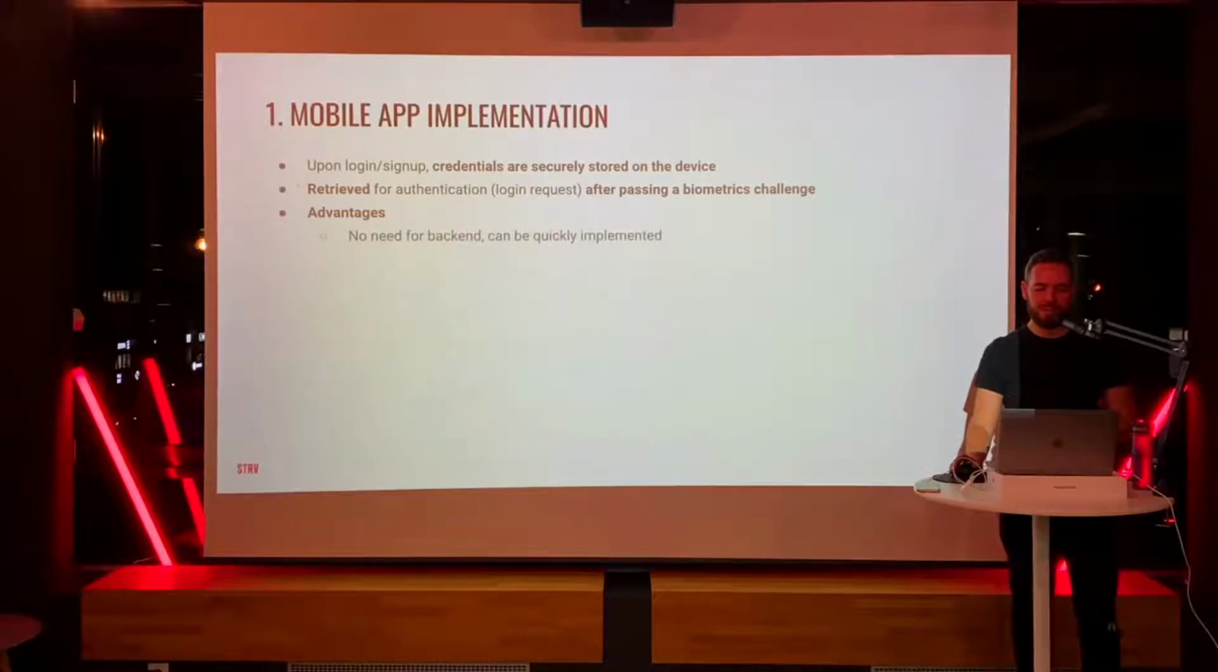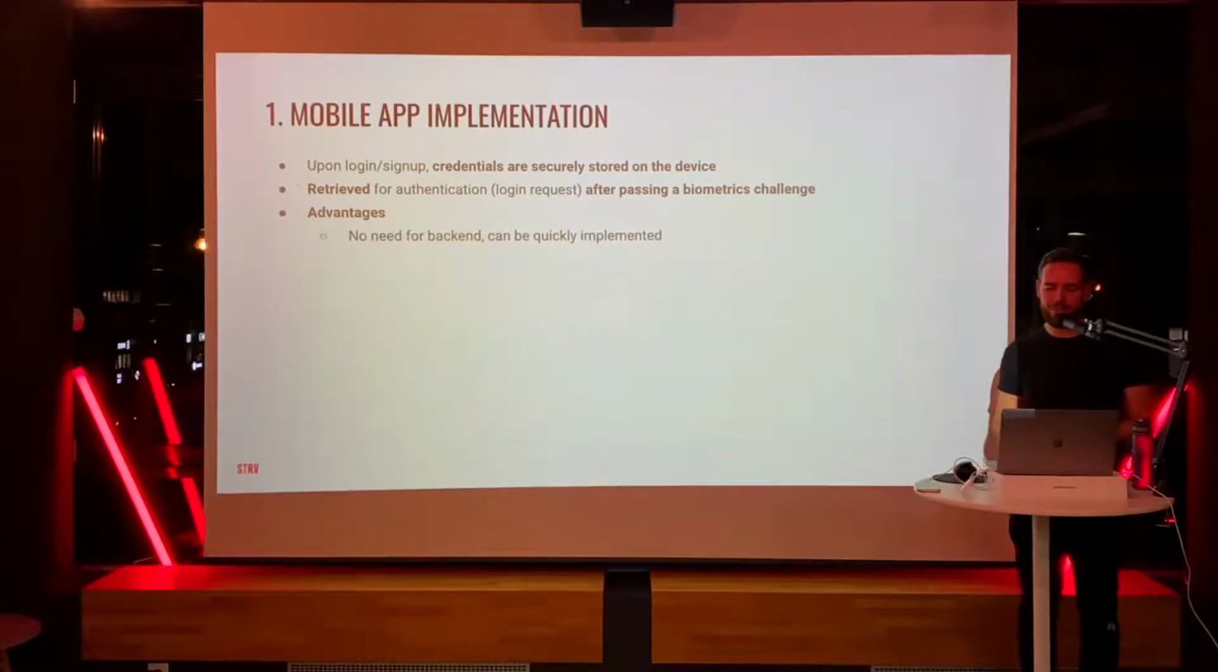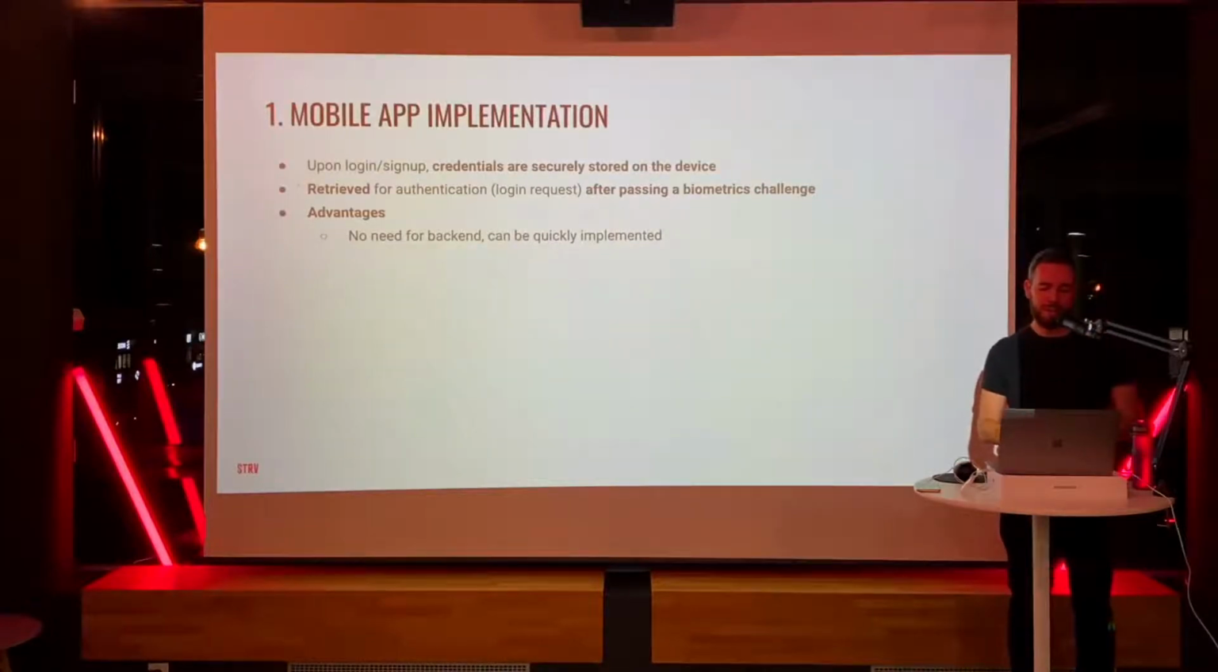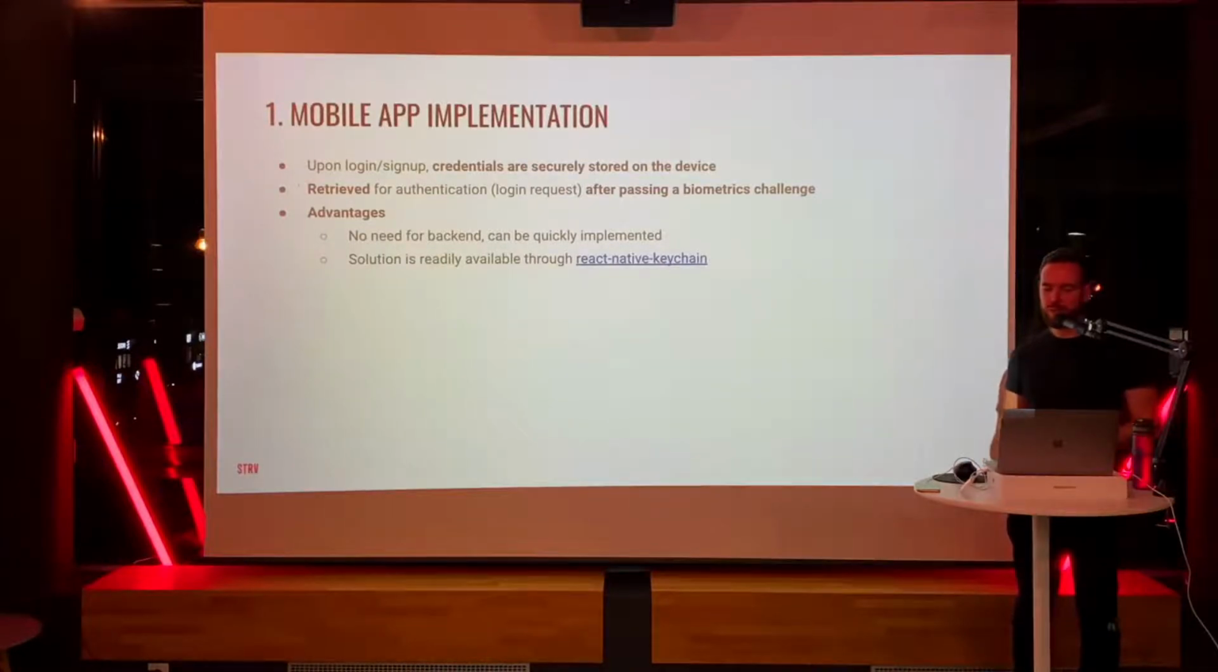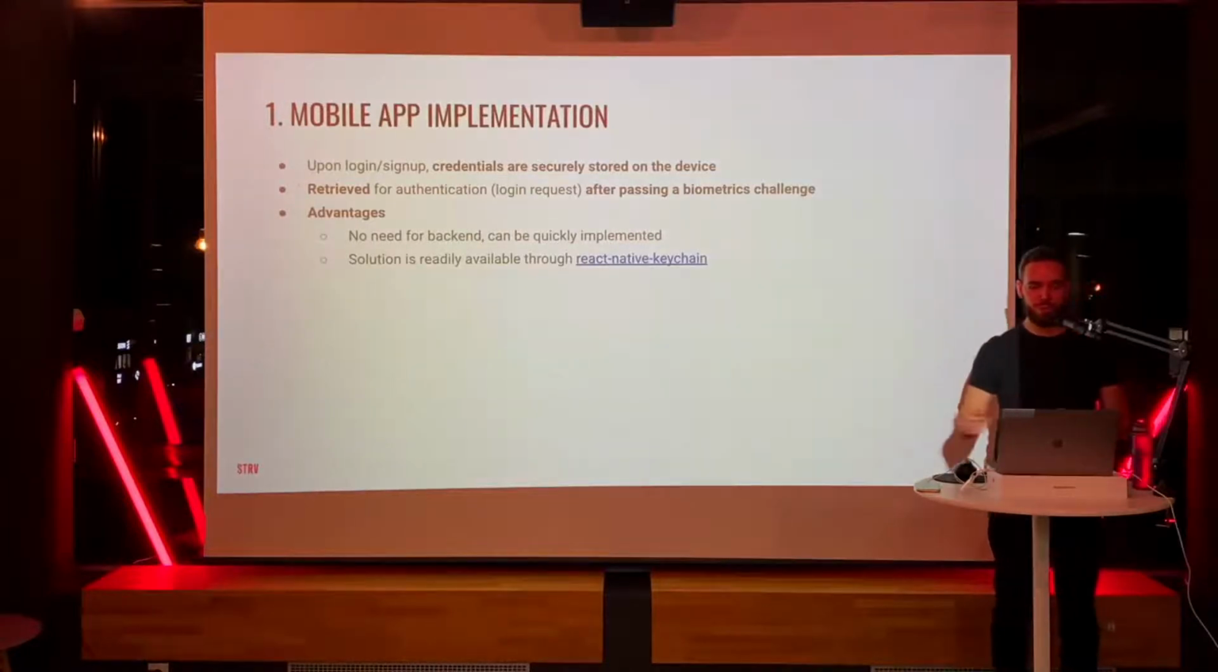So the advantage is that we don't need backend. So it means we can, as front-end developers, implement it very quickly. Obviously, it's very cost-effective for the client. And another advantage is that this solution is readily available actually through this React Native keychain library. It's a well-maintained library that allows you to securely store various credentials and use basically various criteria how the user can access them, for example, using the biometrics. So now we will go to the demo of the implementation.